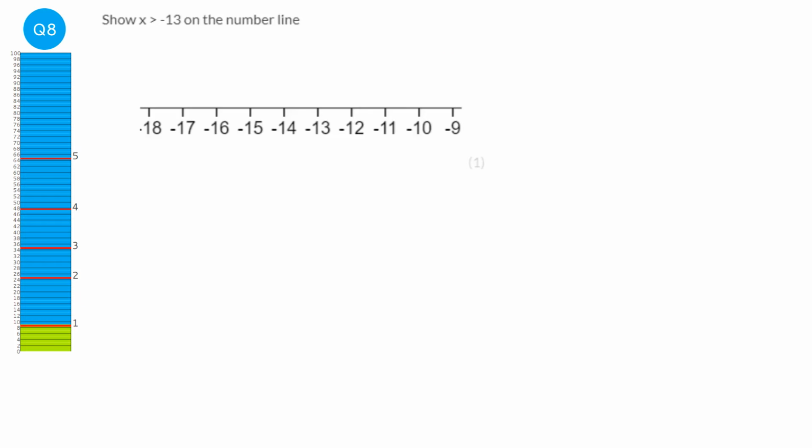We're going to start off with a dot at minus 13, and it says that x can be greater than minus 13, and greater is to the right of that, and it goes on forever, so we just put a little arrow saying it goes on forever. Last thing we do is check to see whether it's hollow or a filled in dot. Well, this cannot be equal to minus 13, so it remains a hollow dot.